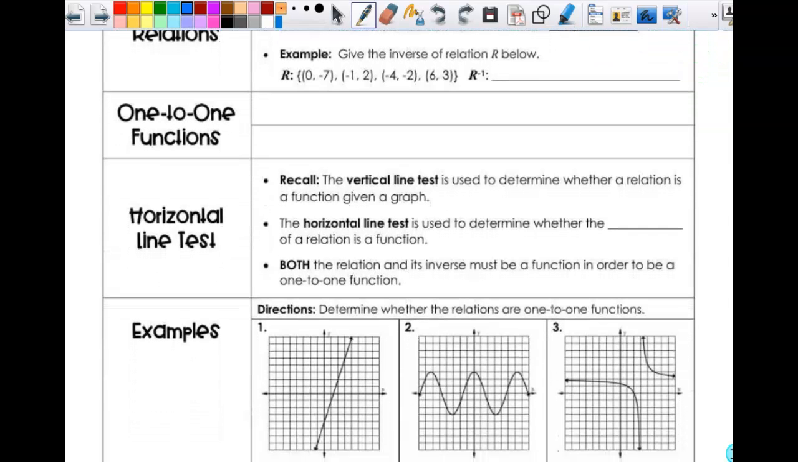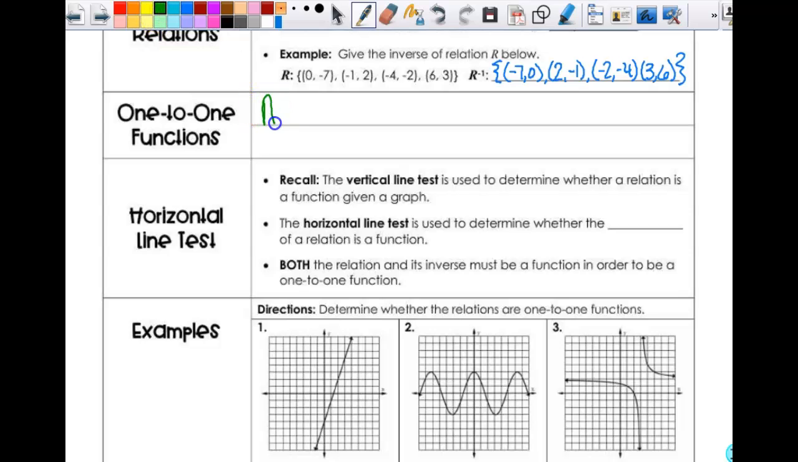So if this is my relation, then the inverse of that: this ordered pair, which is 0, -7, becomes -7, 0. This one becomes 2, -1. This one becomes -2, -4. And this one becomes 3, 6. Okay, so that's all it means. Literally, they switch places.